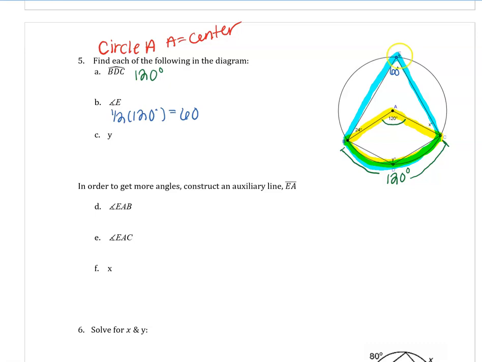So if you look at this shape, which I'll briefly outline in pink, that's a cyclic quadrilateral because all the vertices are on the edge of the circle. So with that being said, I know that these two angles are opposite, and therefore they must be supplementary. So I can do 60 plus y equals 180 degrees. So y must equal 120.